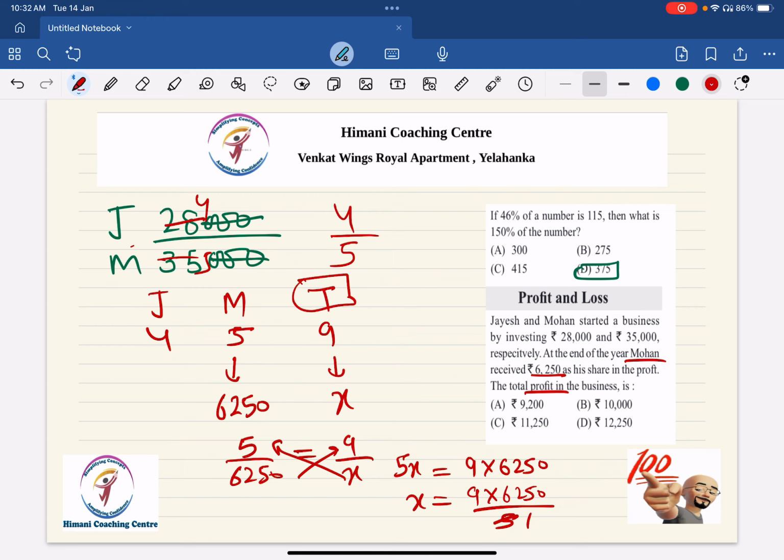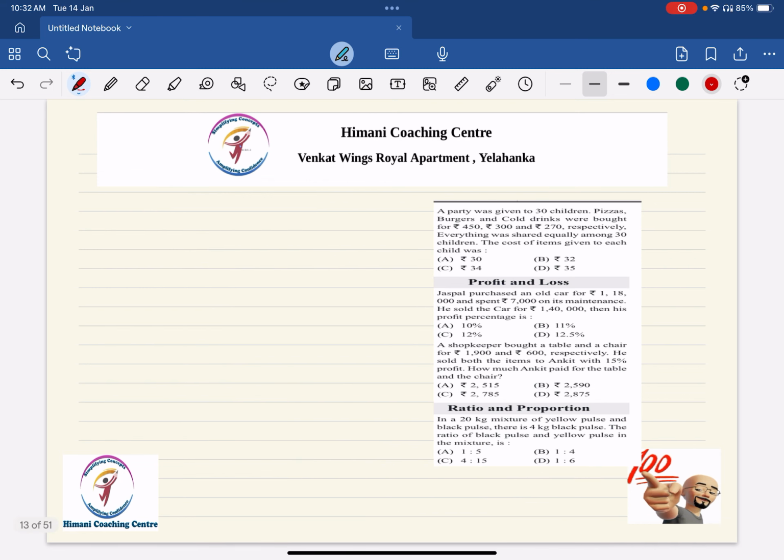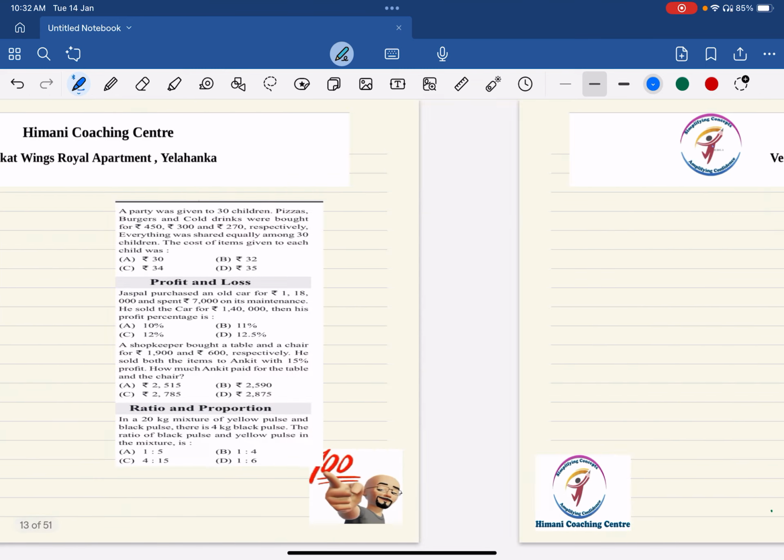6250 is divisible by 5. Let's do that. So 5 ones are 5, 5 twos are 10, and so on. Now 125 times 9: 9 zeros are 0, 9 fives are 45, 4 carry over, 9 twos are 18 and 4 is 22, 2 carry over, 9 ones are 9 and 2 is 11. So C is the correct option for this question. Now let us look at the next question.